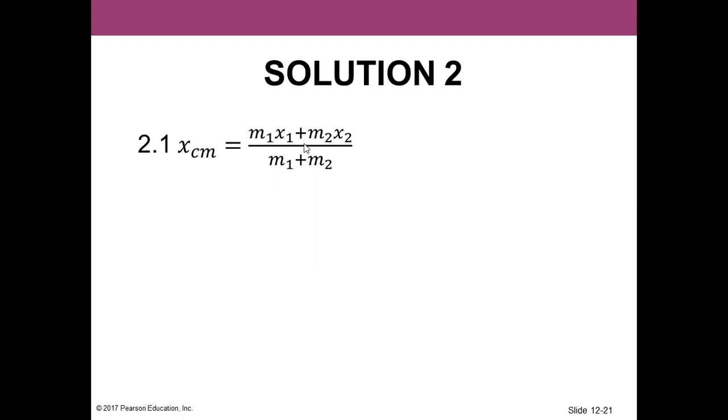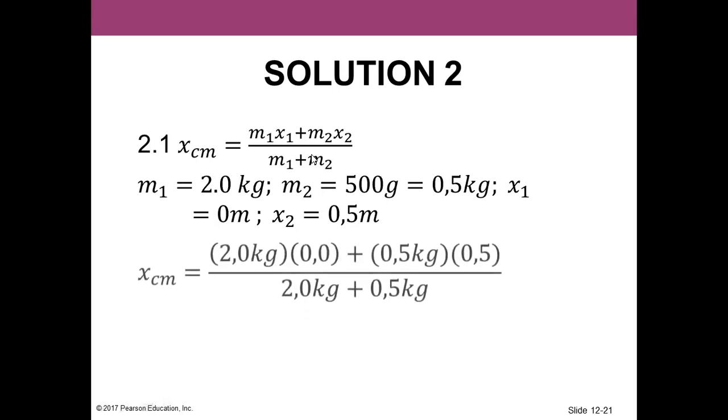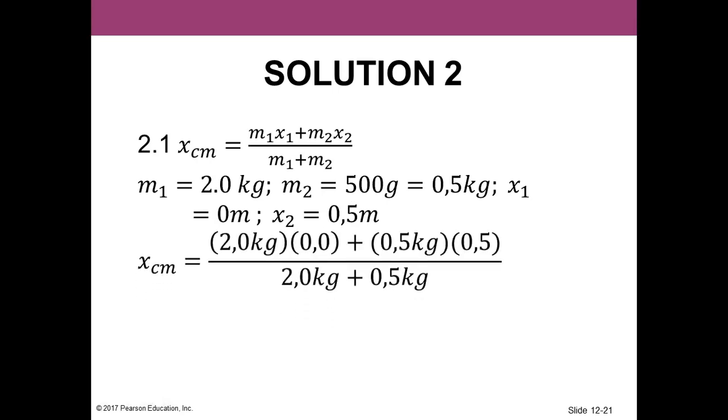And then the second step, of course, is to make a substitution. Where there is M1, we put 2 kg. Where there is X1, we put 0. Where there is M2, we put 0.5 kg. Where there is X2, we put 0.5 meters. Where there is M1, we put 2 kg, and where there is M2, we put 0.5 kg. Then let's substitute. So we have our substitution here.